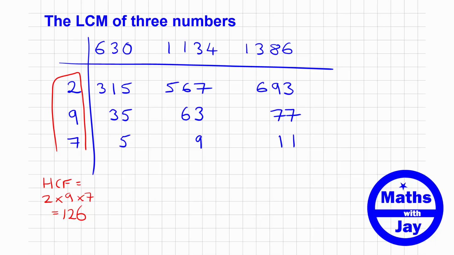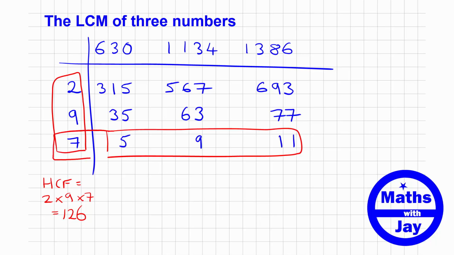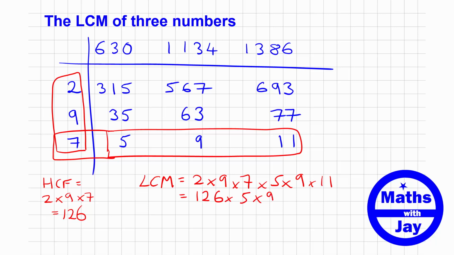And then, if you multiply together these other numbers and multiply that lot by 126, you get your lowest common multiple. So what we actually want to do is multiply together 2, 9, 7, 5, 9 and 11 to get the lowest common multiple. So the lowest common multiple is the product of all the numbers that we've divided in, so 2, 9 and 7, and all the numbers that we're left with, so 5, 9 and 11. If you've already worked out the highest common factor, then you've already worked out 2 times 9 times 7, and then you'll multiply that by the 5, the 9 and the 11.